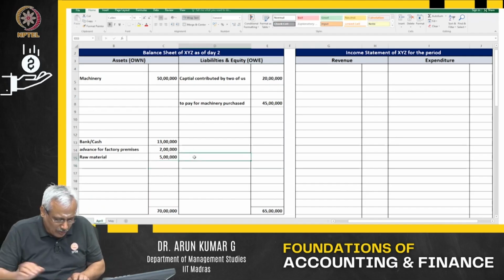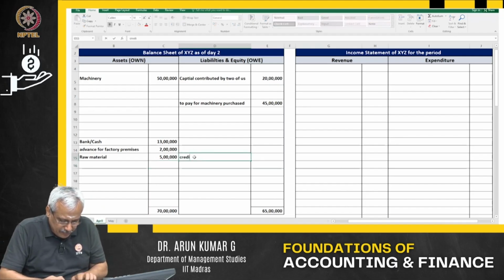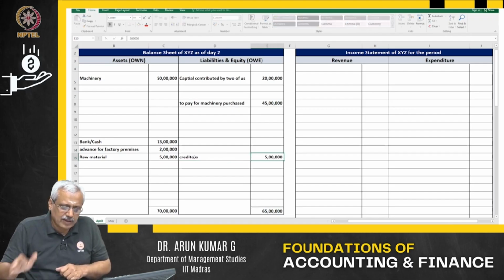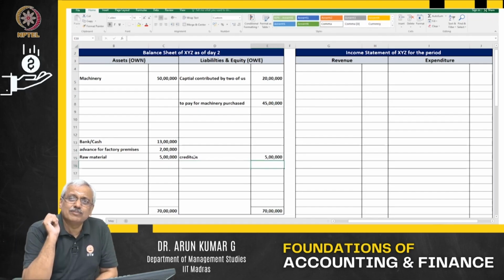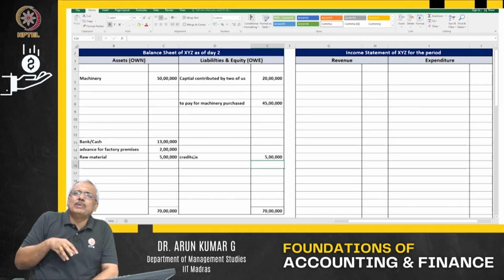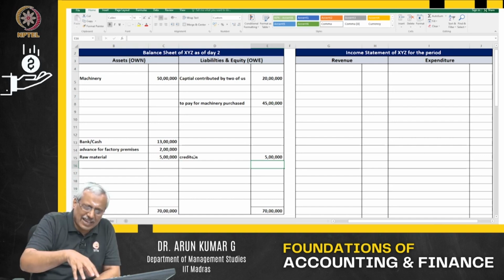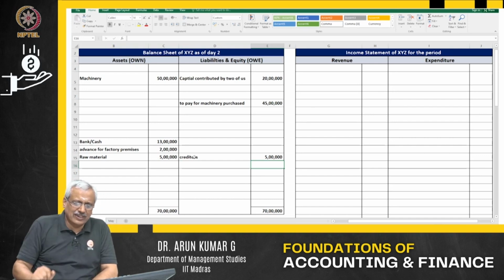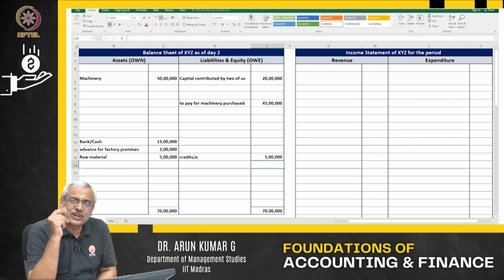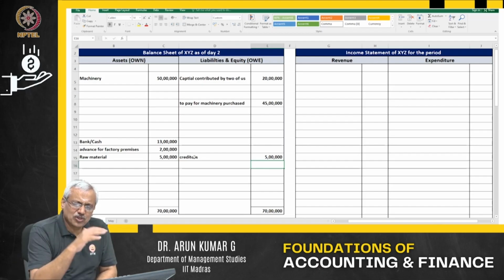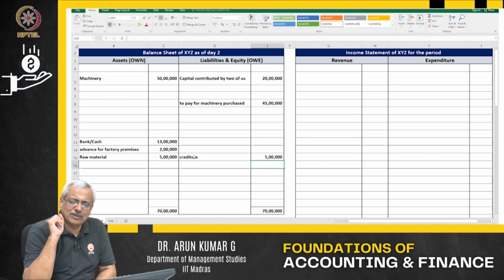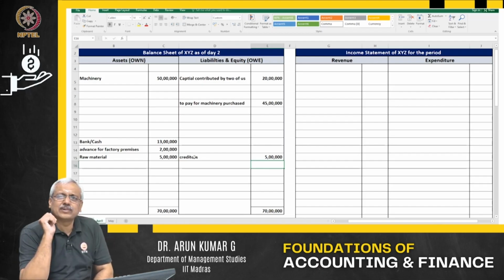So what is happening? The money that I owe, creditors. I owe 5 lakhs back to that fellow who has supplied the raw material to me. So I have creditors of 5 lakhs. Continuing this, so far I have not involved the income statement, the P&L. Let us call it the P&L statement also.